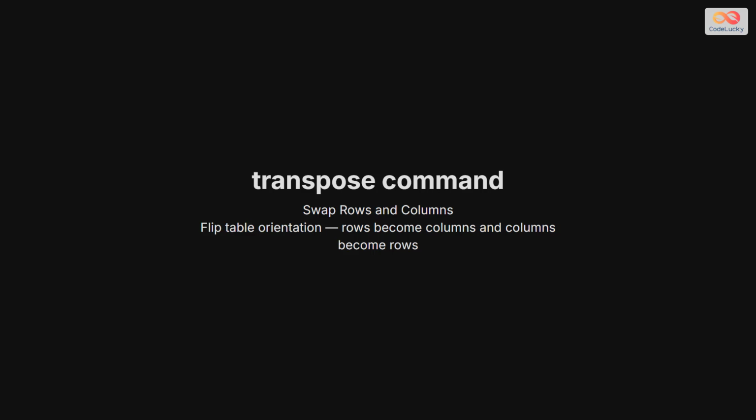The transpose command is used to swap rows and columns in a dataset. It flips the orientation of a table, turning rows into columns and columns into rows. This transformation helps in analyzing data from a different perspective.